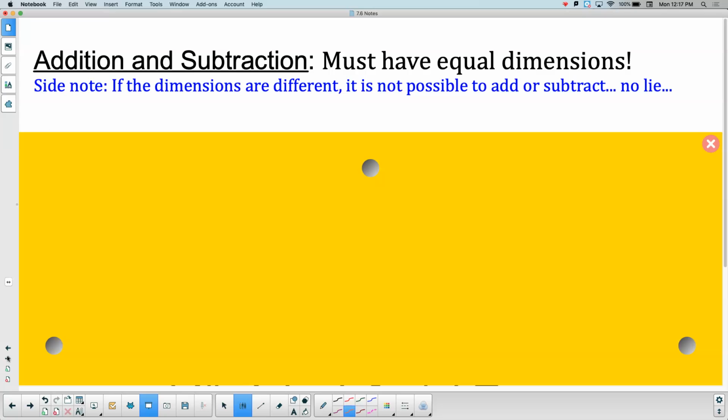And how we add and subtract them is we take the corresponding elements and we either add those two numbers together if it's an addition problem, or we subtract those two numbers if it's a subtraction problem. The size of the matrix does not change in addition or subtraction. Let's try one.